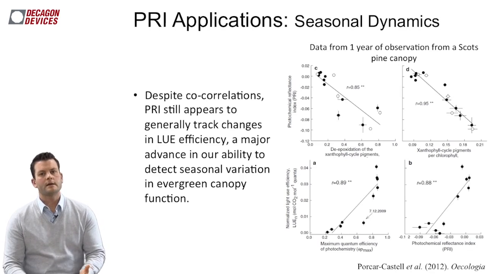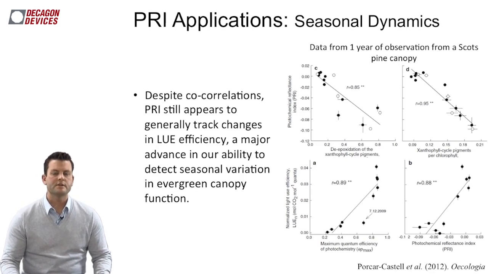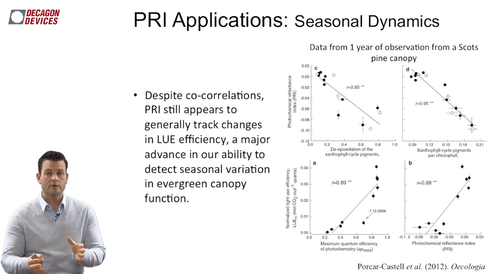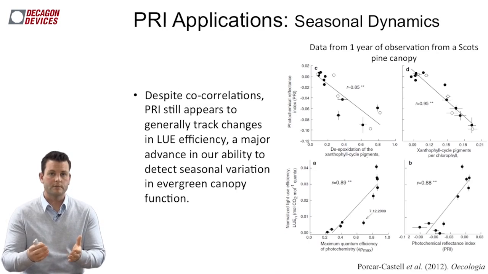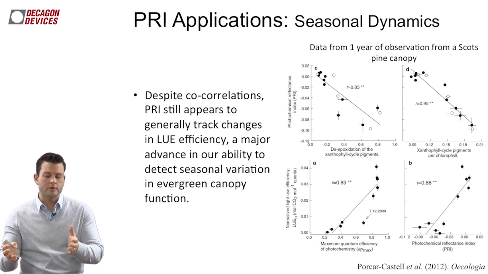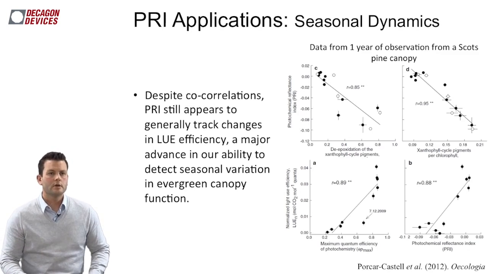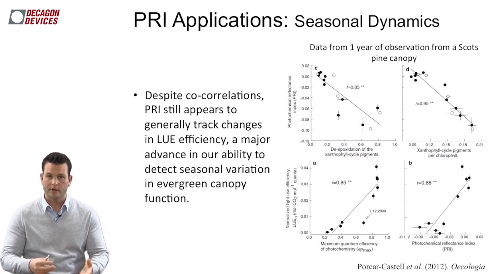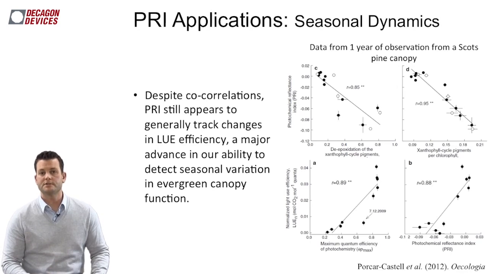So at the end of the day, I think the take-home message is that PRI is very good at getting light use efficiency across diurnal timescales, and it also appears that we can use it at longer timescales. But when we are using it at longer timescales, some more caution has to be applied in data interpretation to really understand what the driving factors are that are causing changes in PRI.